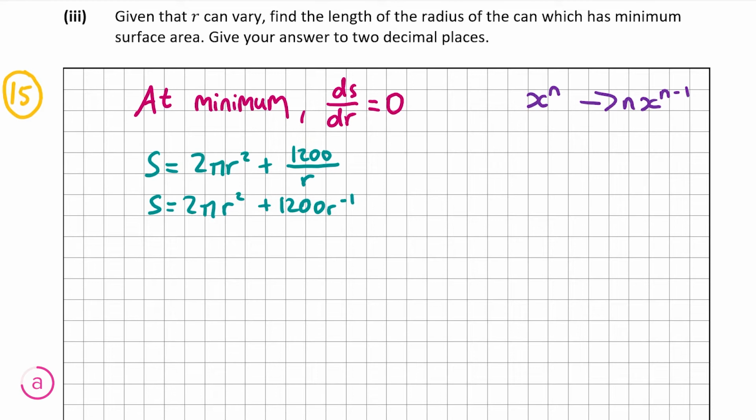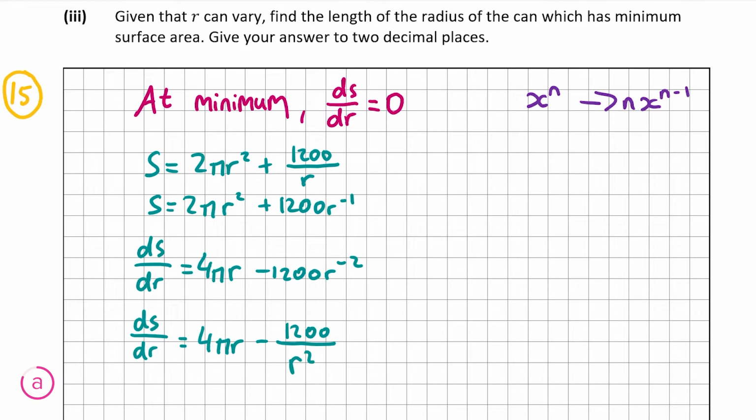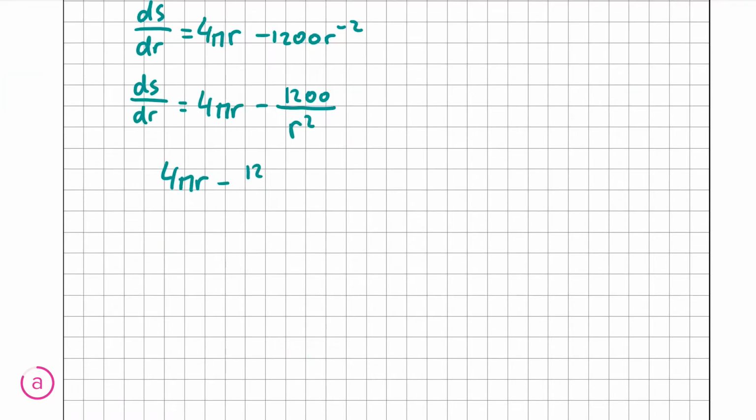We're differentiating with respect to r here, so that means dS/dr will be equal to 2 times 2π, which is 4π, times r to the power of n minus 1. So n is 2, and 2 minus 1 is just 1, so that gives us 4πr. Then we have 1200 r to the power of minus 1, so it's minus 1 times 1200, which gives us minus 1200, and then r to the power of n minus 1, so n is minus 1, and minus 1 minus 1 is minus 2. I'm going to rewrite that as 4πr minus 1200/r².